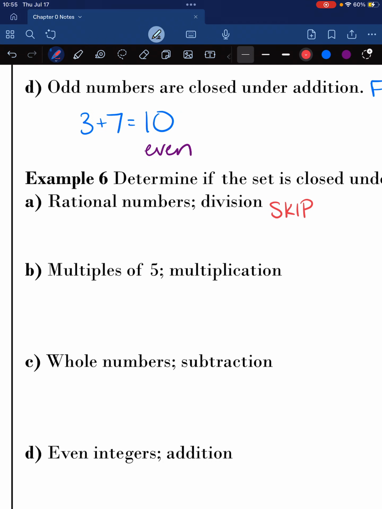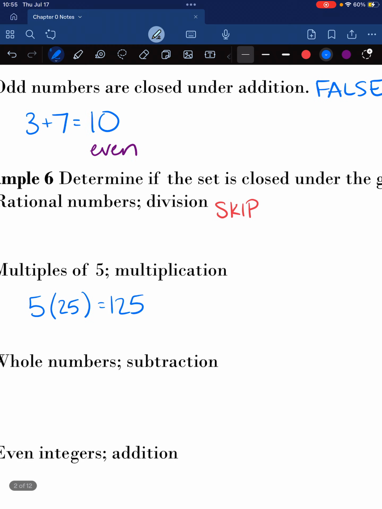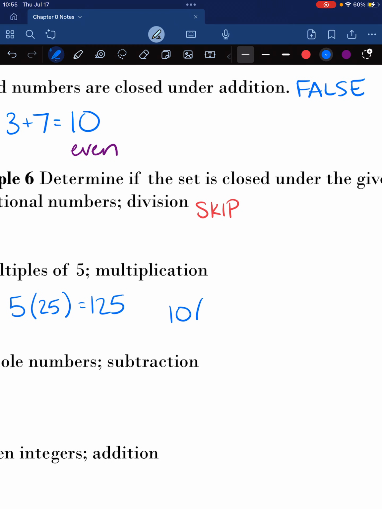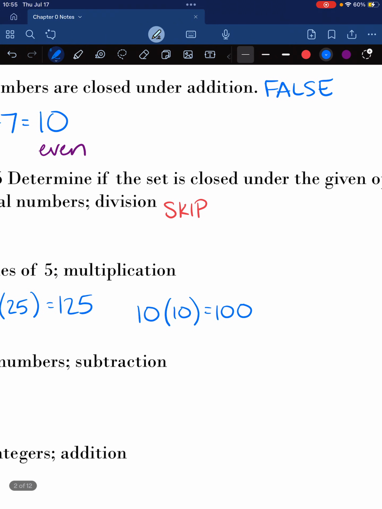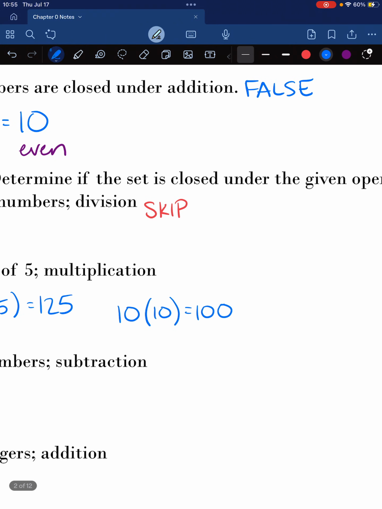Okay, let's move on. Multiples of 5 under multiplication. If I think of any two multiples of 5, maybe 5 times 25, it's going to be 125. Okay, that's looking like it's closed. Maybe 10 times 10 is 100. Yep, it looks like all of my answers, no matter what I do, if I multiply two multiples of 5, my answer will still be a multiple of 5, so this is going to be closed.